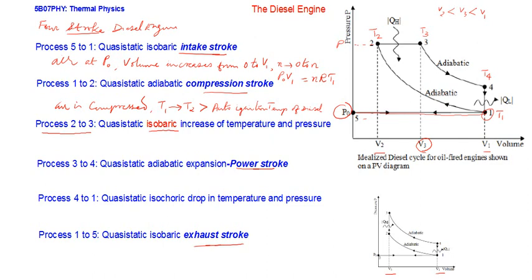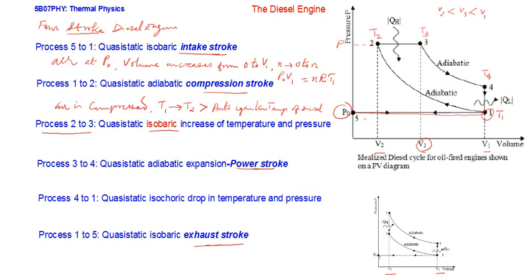What is auto ignition temperature? It is the ambient temperature or temperature of the surrounding above which a fuel will catch fire automatically. So you need not give any fire source.